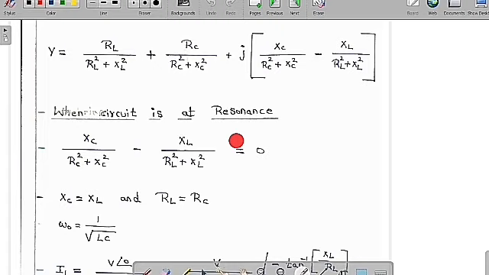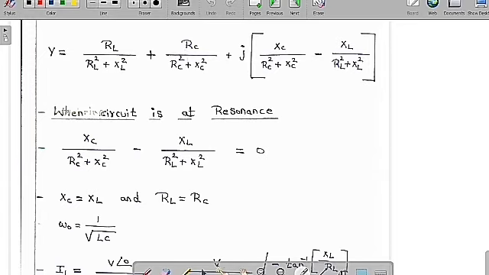Therefore the imaginary part of the impedance and the imaginary part of the admittance are purely 0. So for this admittance we have to equate the imaginary part to 0. Therefore XC by (RC square plus XC square) minus XL by (RL square plus XL square) is equal to 0.